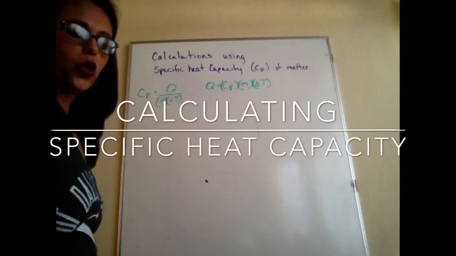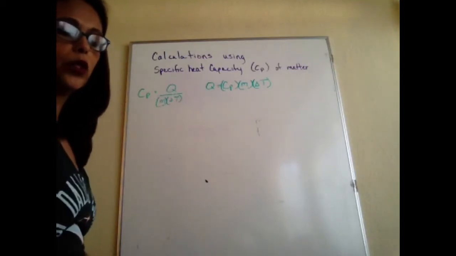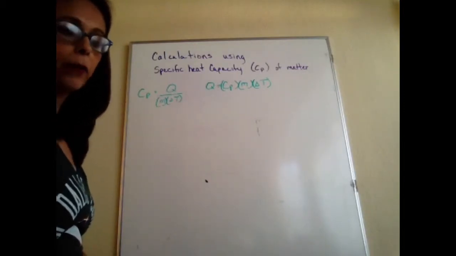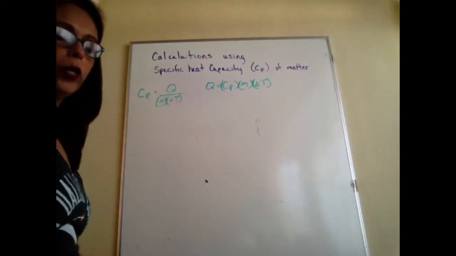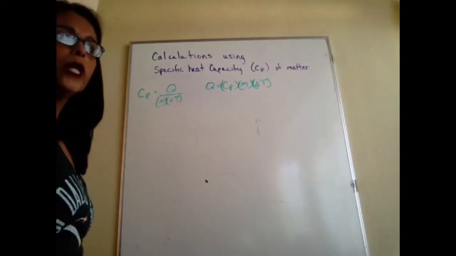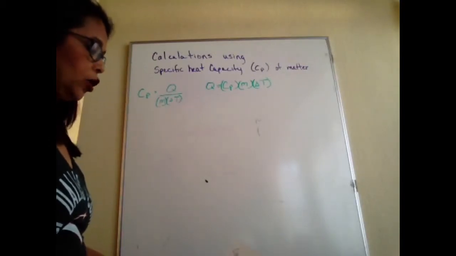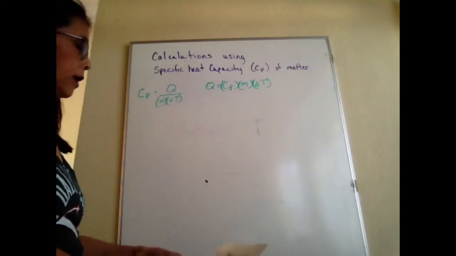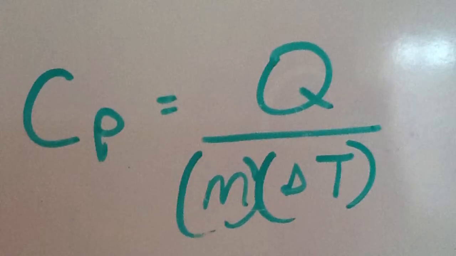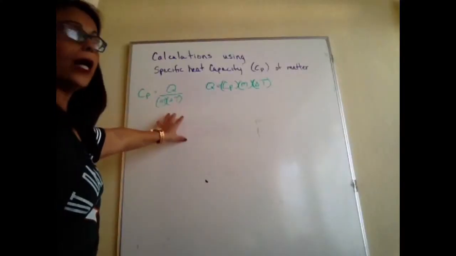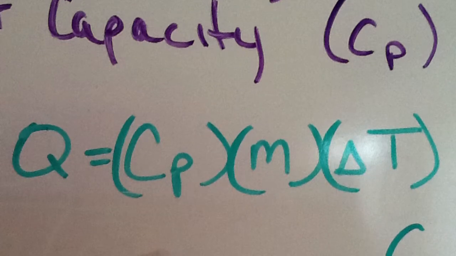The focus of this tutorial is to perform calculations using equations associated with the specific heat capacity of matter. Recall that each substance has a unique value at which it can gain or lose heat in terms of energy, which causes a change of temperature. I have the formula written up. Cp is equal to Q divided by M delta T, or it can also be written as Q is equal to Cp M delta T.